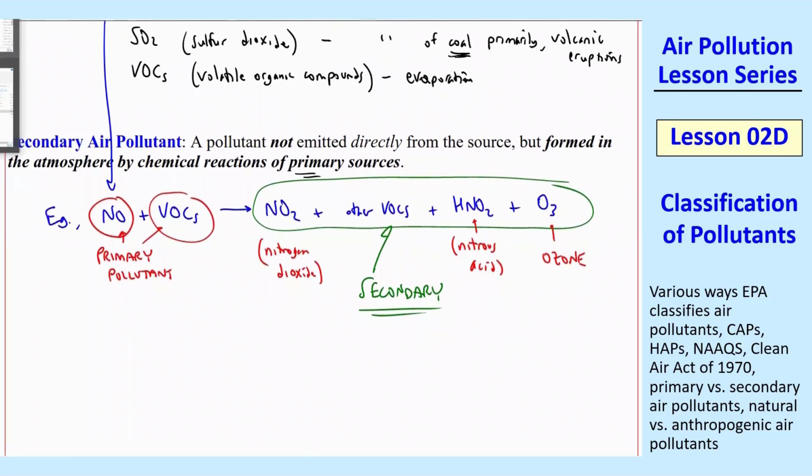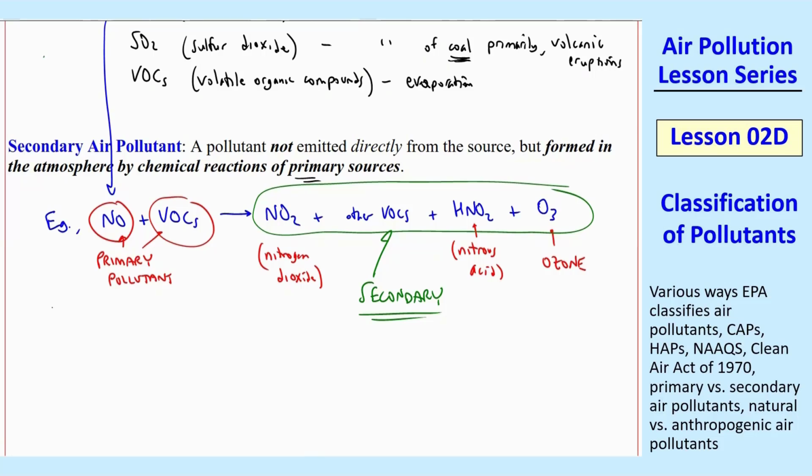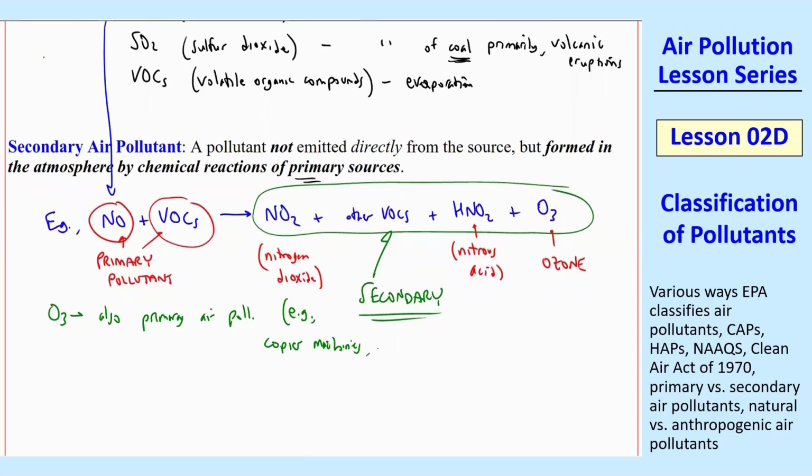So for example, ozone is a secondary pollutant in this case, but O3 is also a primary air pollutant. For example, copier machines give off ozone. There's a lot of work on some of the earlier copy machines. Also, any kind of corona wires with electrostatic precipitators and ionizers, etc., can give off ozone. So ozone can be a primary source, whereas here it is a secondary source.